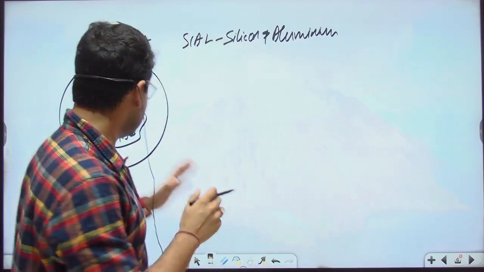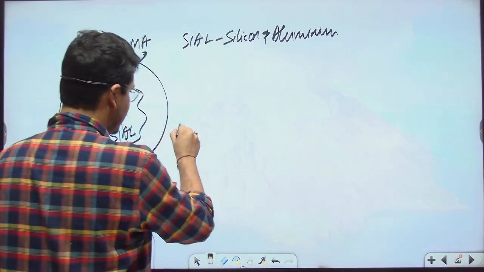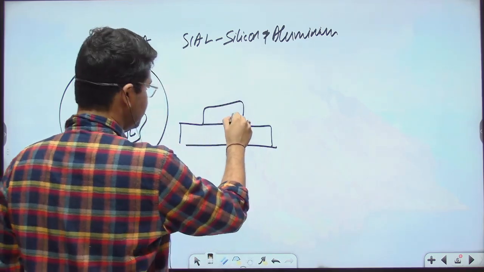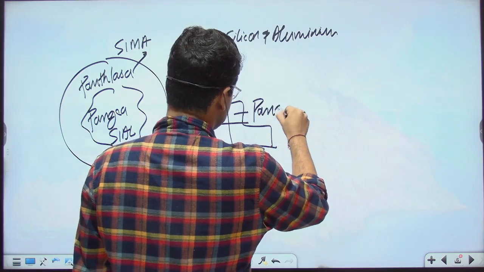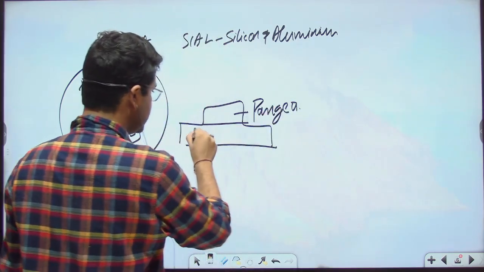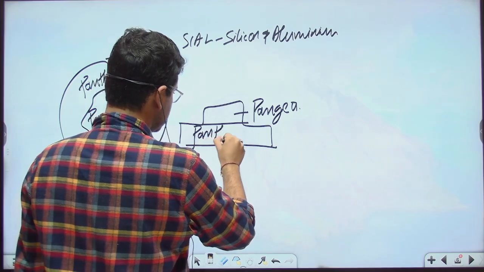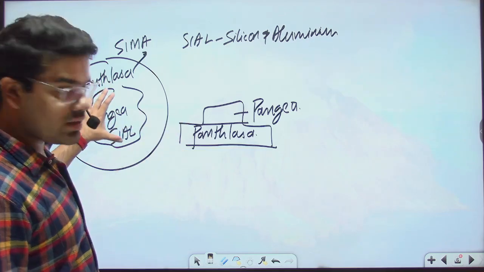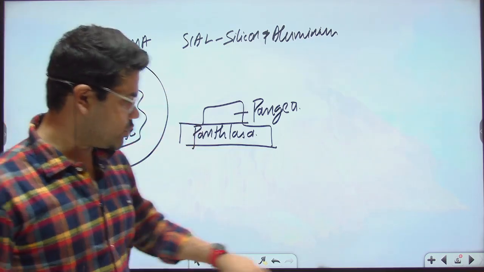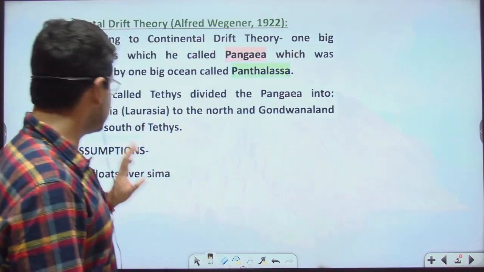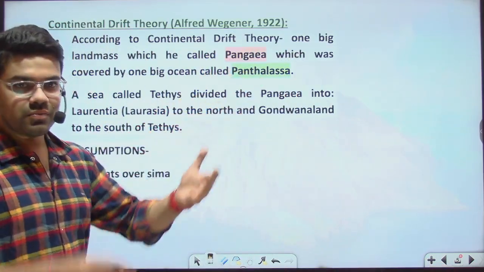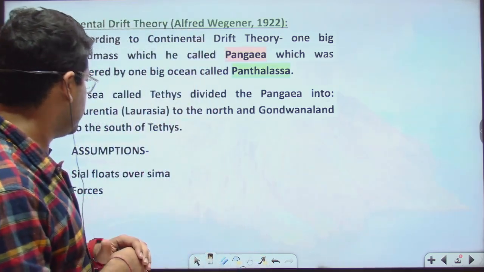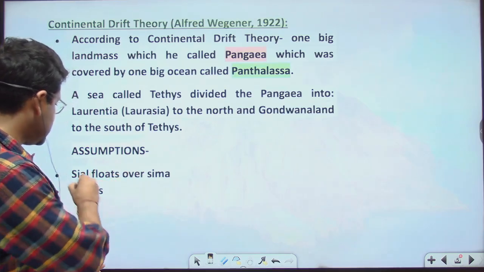So the scenario is somewhat like this: Pangaea is floating over the Panthalassa. The Sial, the continent, is floating over the ocean. This was the first assumption that he made. Pangaea, Panthalassa, the continents are floating over the ocean. Fair enough. Now, second, Sial floats over Sima.